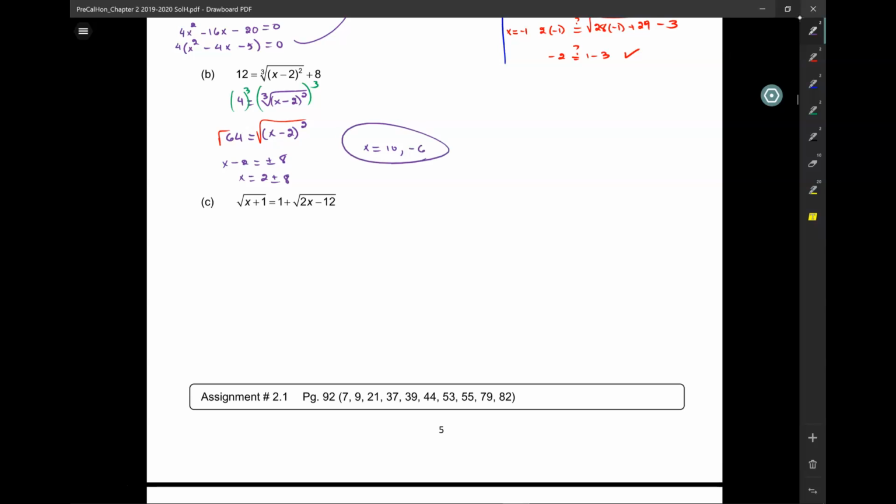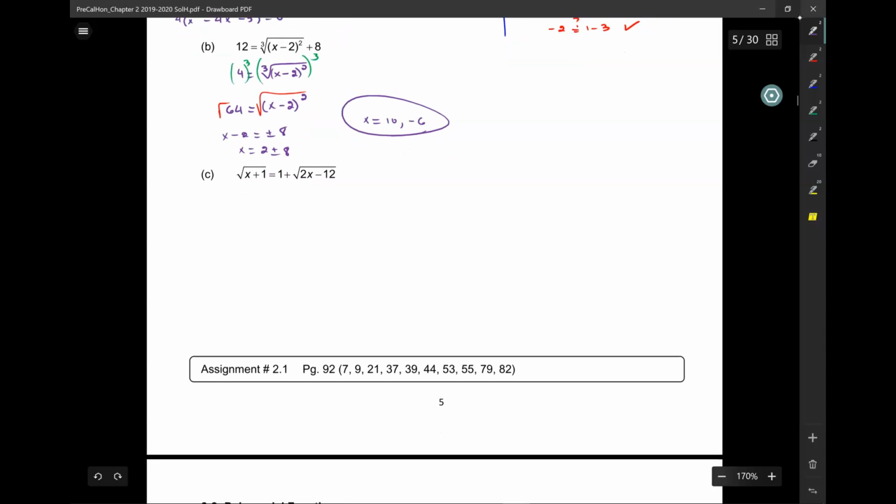The domain for this was always all reals, so we never had an issue of not working, so we don't need to check. It's a cube root. The domain is all real, so you don't need to check. Okay, take a look at this last one.